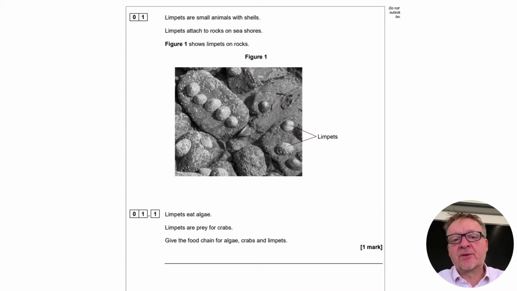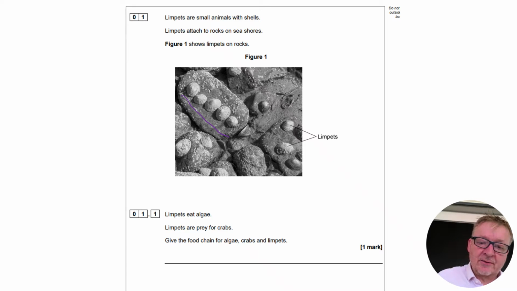Limpets are small animals with shells. Limpets attach to rocks on the seashore. That's a nice little line of them there, look at that. Figure 1 shows limpets on rocks. Limpets eat algae. Limpets are prey for crabs. Give the food chain for algae, crabs, and limpets. So put them in the right order.